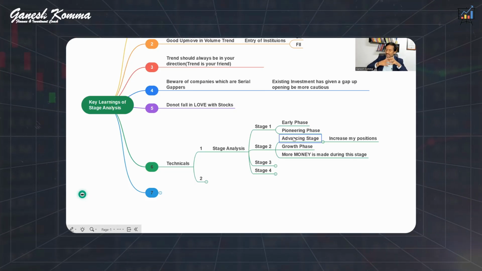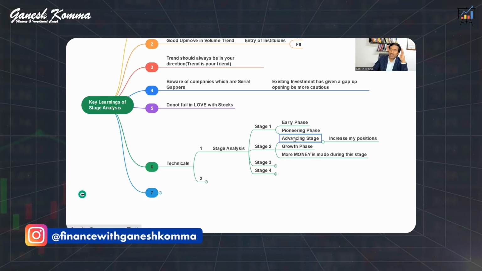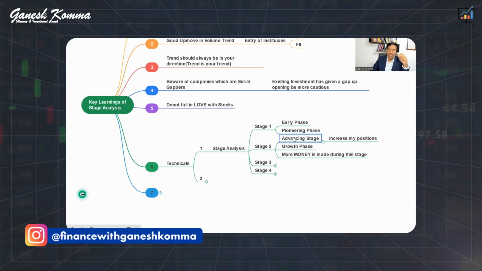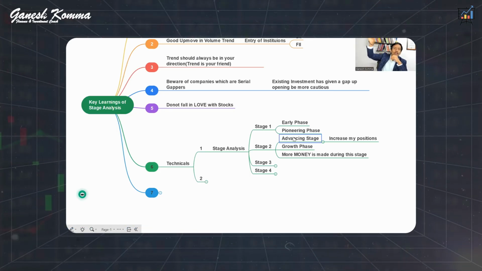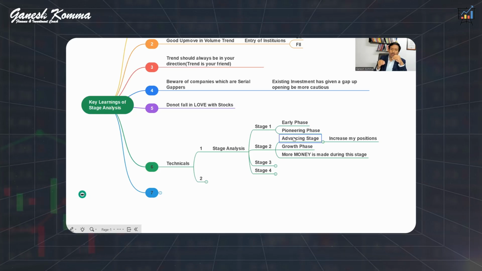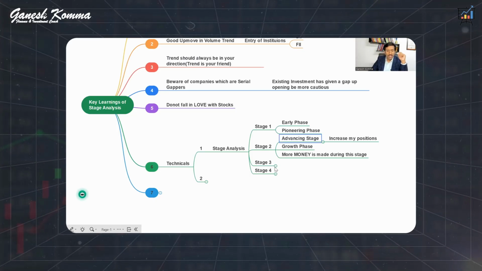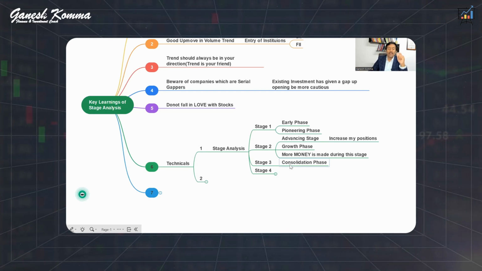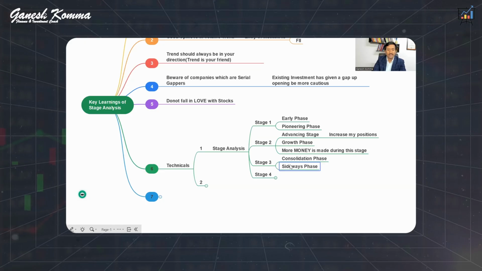We increase our positions and take maximum benefit out of it, because our mantra is very clear. Our rule in the market is very clear: when we win, we win big. When we lose, we get out of the position as early as possible. Win big, lose less. Simple criteria. And stage 3 is the consolidation phase, also called the sideways phase.